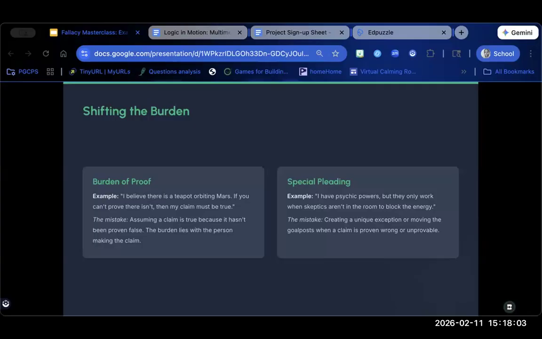Also, we have the special pleading fallacy, whereas the mistake being made is creating a unique exception, okay, or moving a boundary when a claim is proven wrong or unprovable on your end. So for instance, if I were to say I have psychic powers, but they only work when skeptics are not in the room to block the energy, okay, I'm making an exception for me that only when skeptics are in the room, that's when I don't have that power. All right.